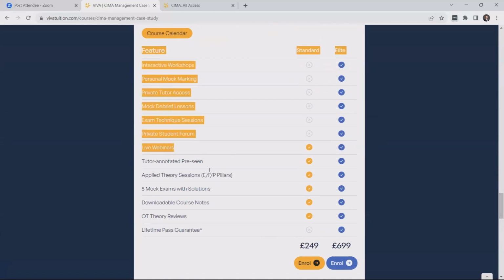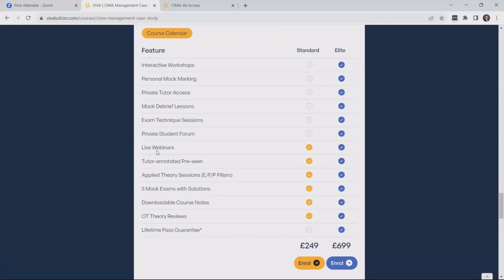You can see the list of features here on the left. This is everything that you get for the standard course: the live webinars, tutor annotated pre-seen, applied theory sessions for E2, F2, and P2, 5 mock exams with solutions, downloadable course notes for all the lessons, and theory reviews for the objective tests as well. And then the elite course has all of these additional elements.